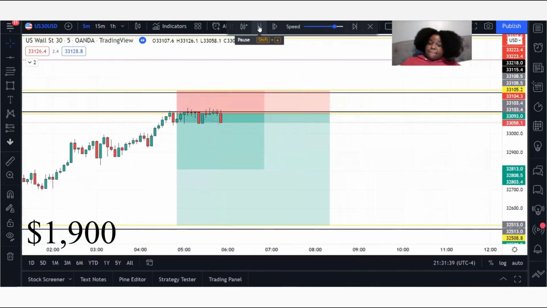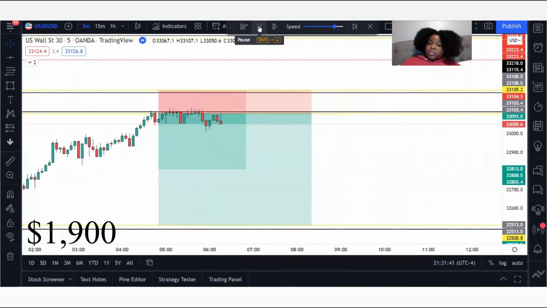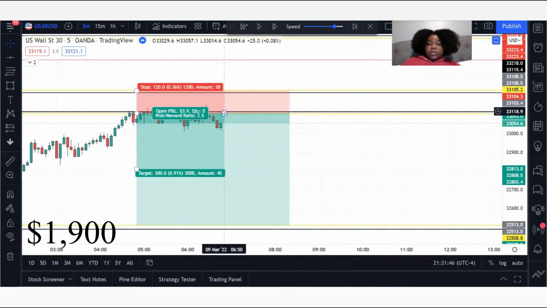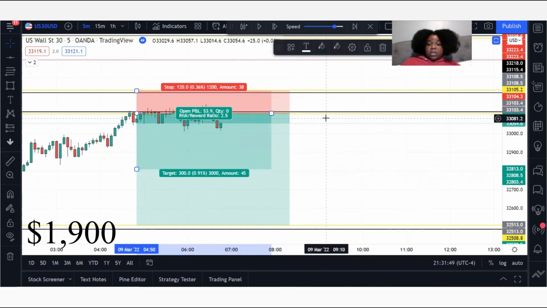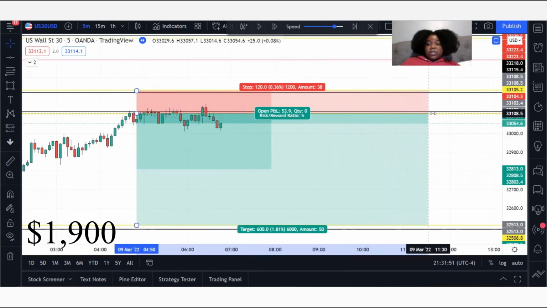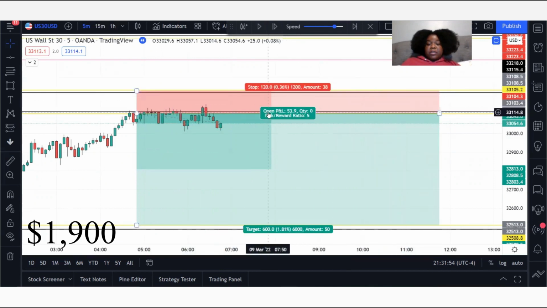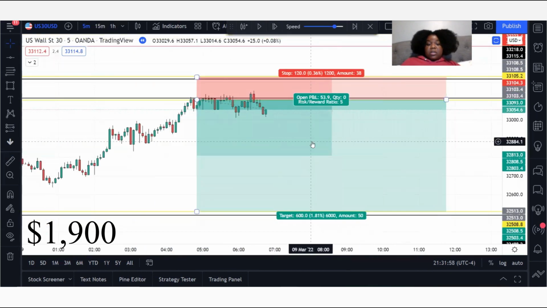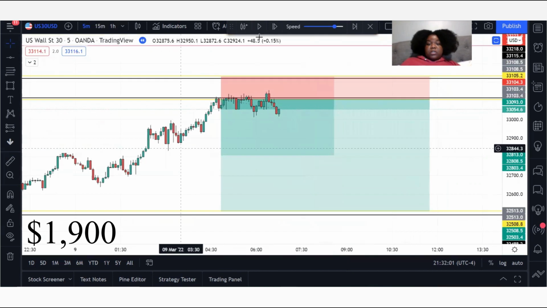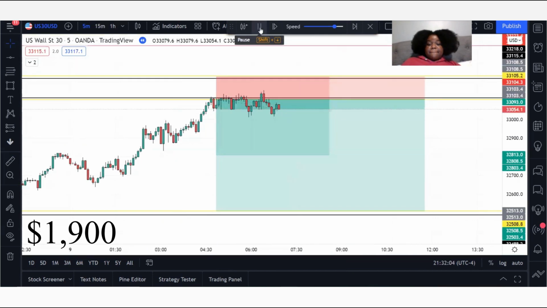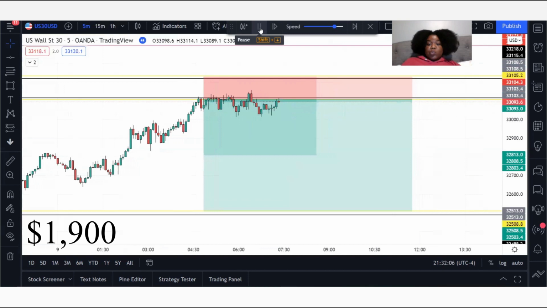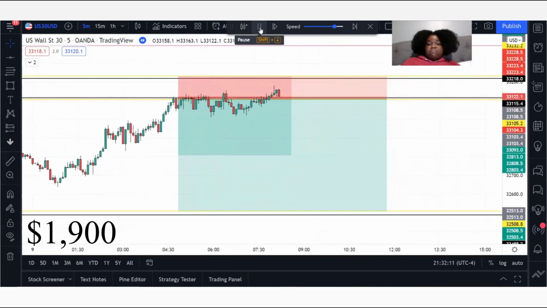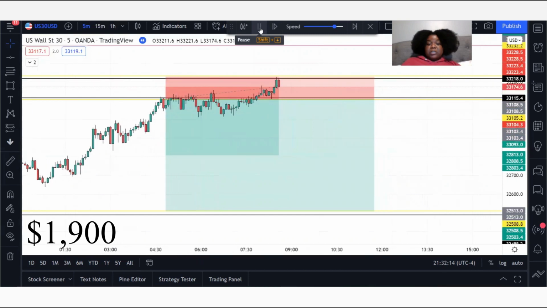Come on, come on, come on. Let me pause it real quick. So it looks like we're just playing around in that zone that I drew up earlier. And honestly, it looks like this is actually going to take a while. Let's see how this moves. It's not looking too good, honestly.